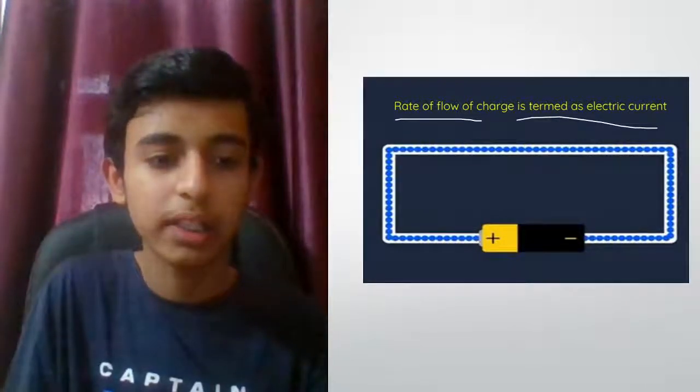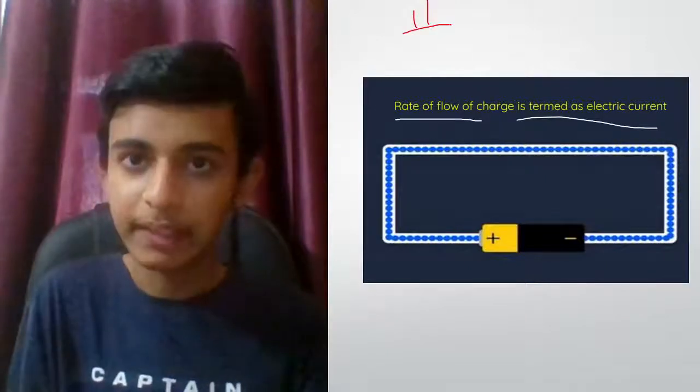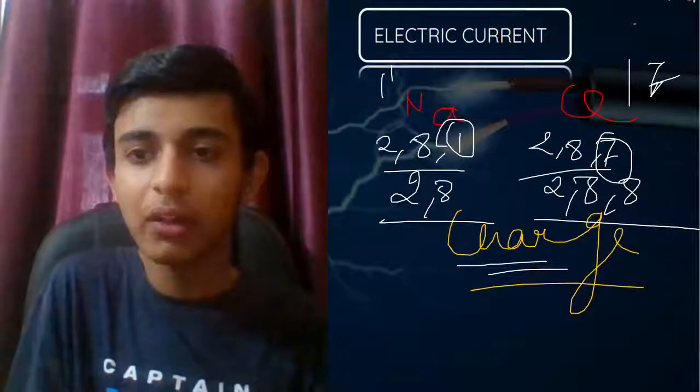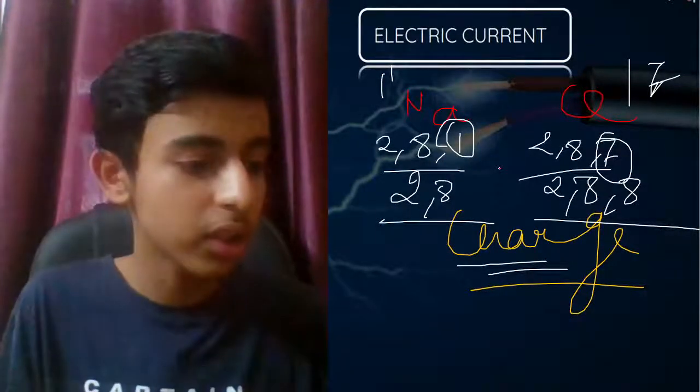Now concentrate over here. Let me change the color. If I'm talking about sodium, its atomic number is 11, correct? And if I talk about chlorine, its atomic number is 17. I told you this when I taught you the electronic configuration.